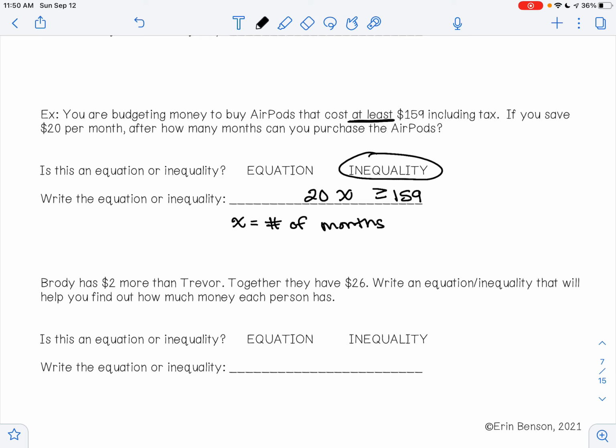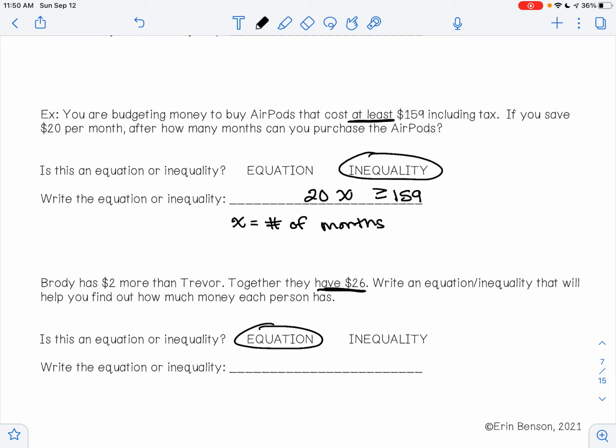On this last example, Brody has $2 more than Trevor. Together, they have $26. Write an equation or inequality that will help you find how much money each person has. This is going to be an equation because they have $26. They don't have at least $26. They don't have at most $26. They have exactly $26.